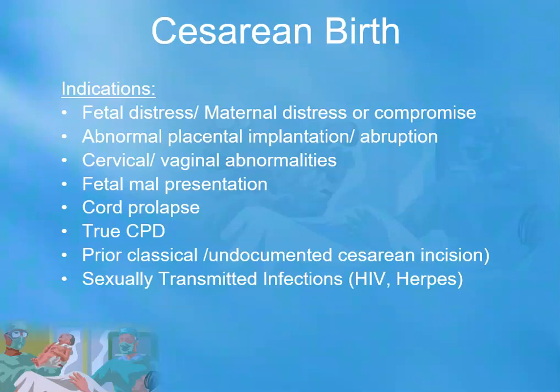Cervical or vaginal abnormalities. So if the cervix is scarred to the point where it can't dilate or open, or the vagina has some abnormalities, they may have to do a C-section because that's not going to happen from below.